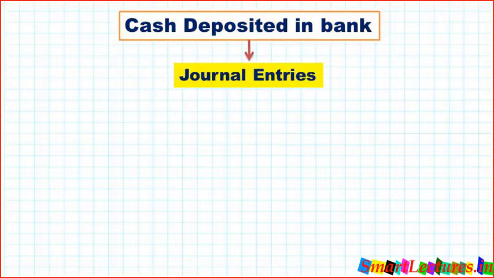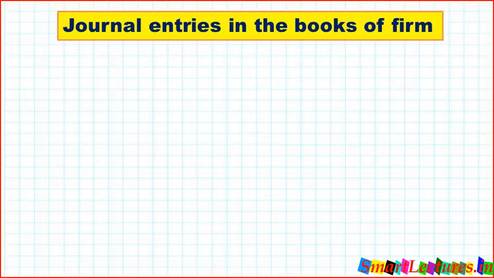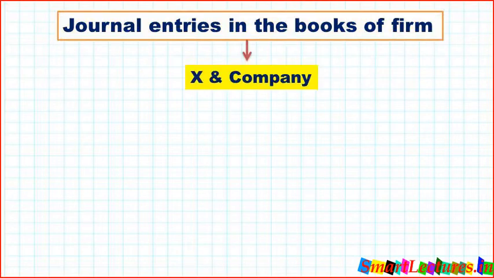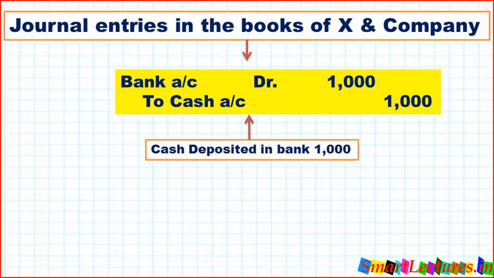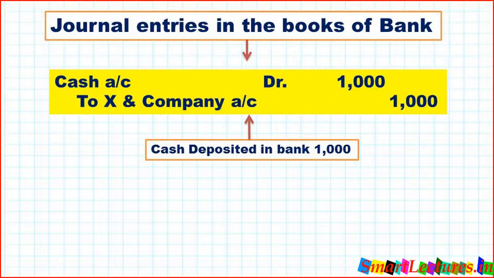We are going to assume that all transactions are converted into journal entries first. Then they are recorded in the cash book. So the journal entry in the books of firm will be, suppose the name of the firm is X and Company. That will be bank account debit to cash account 1000 rupees. But on the other hand, the bank will be showing cash account debit to X and Company 1000.